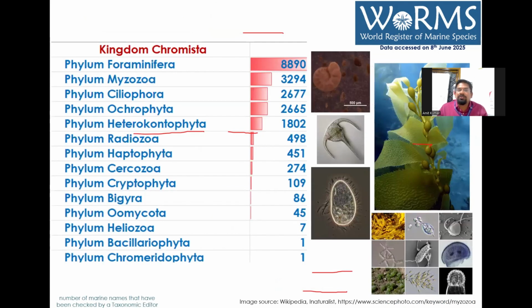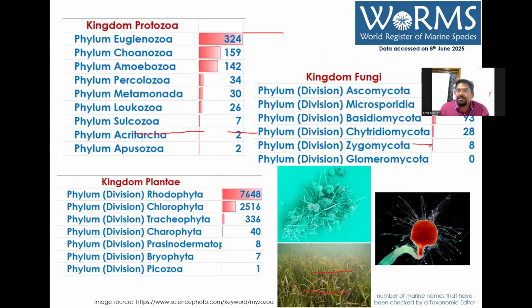Similarly, if we look into the kingdom Chromista, we can see that the phylum Foraminifera is being represented by more or less 8,800 species, followed by Myxozoa, Ciliophora, Ochrophyta, Heterokontophyta, right? So these are some of the dominant Chromista present in the marine environment. Similarly, if we look into the other kingdom, for example, protozoans, it is represented by the phylum Euglenozoa, more than 325 species, followed by the other phyla.